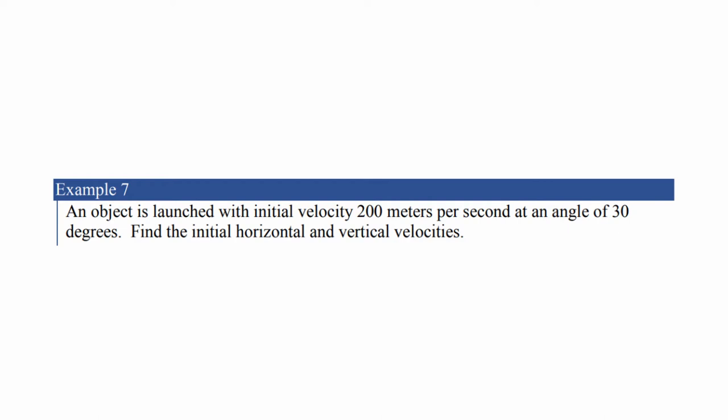Example: an object is launched with an initial velocity of 200 meters per second at an angle of 30 degrees above the horizontal. Determine the horizontal and vertical components of the velocity. See if you can draw a diagram that represents this situation.